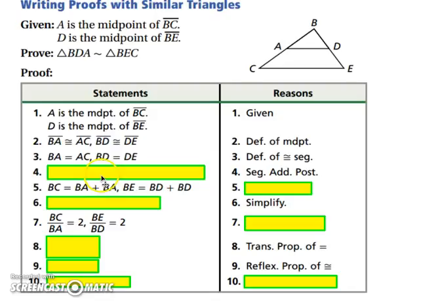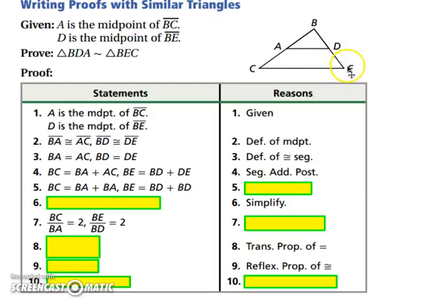Now we can utilize the segment addition postulate. So BC is equal to BA plus AC, as well as BE equals BD plus DE. So our large piece equals our two smaller pieces added together. Our large piece BE equals our smaller pieces BD and DE added together.